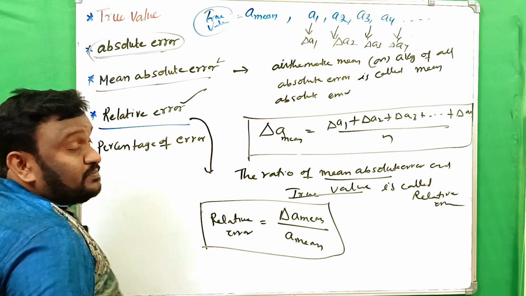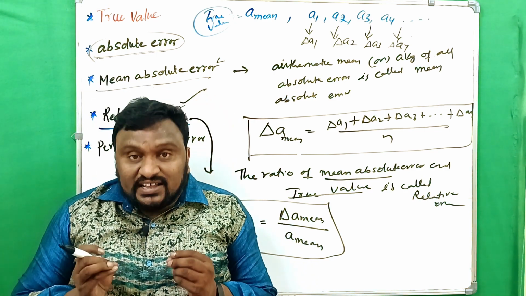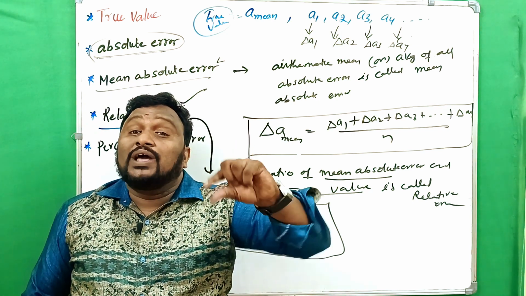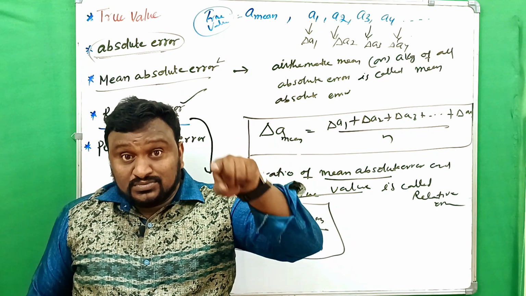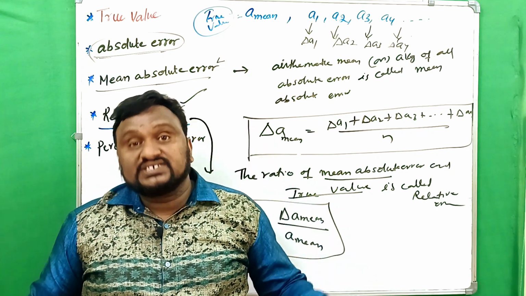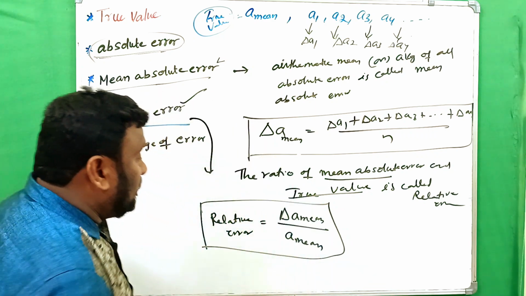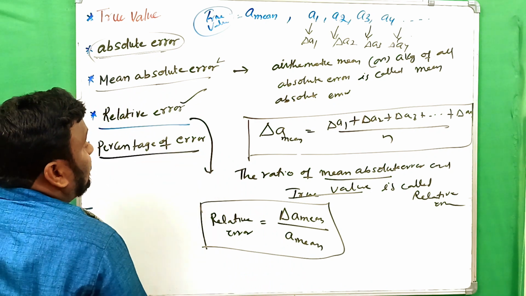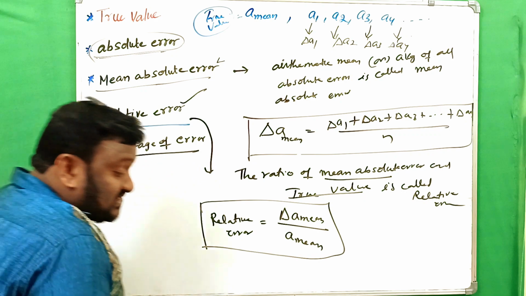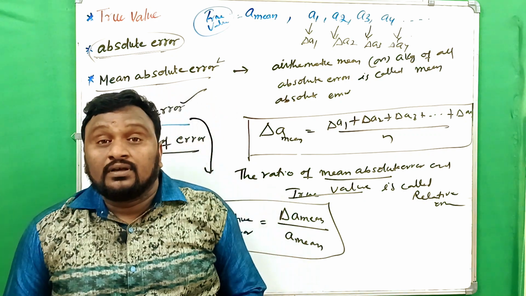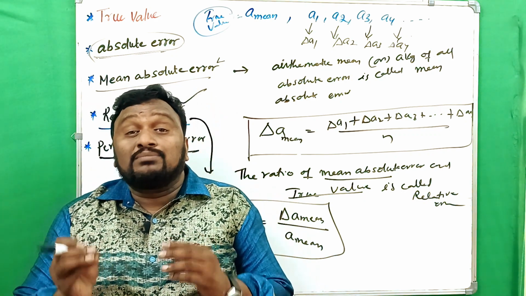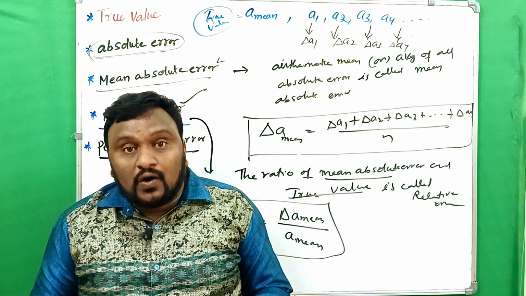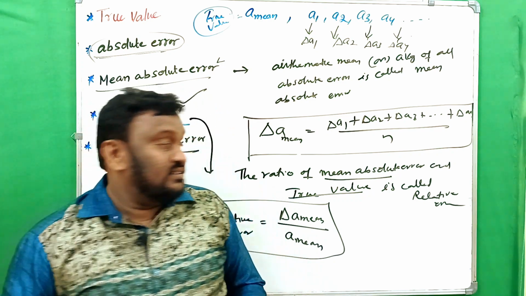What is relative error? Relative error is the ratio of mean absolute error to the true value. And now, percentage error. What is meant by percentage error? If relative error is expressed in percentage, then it is called percentage error.